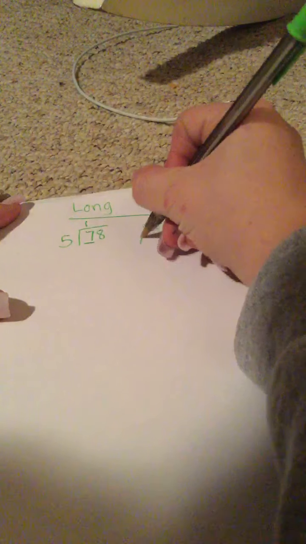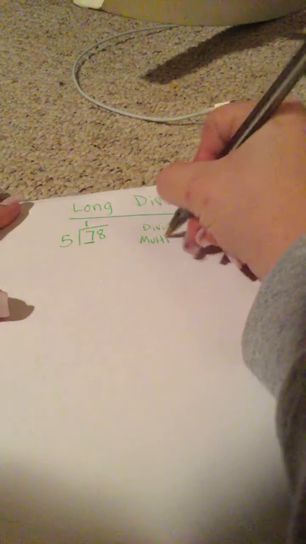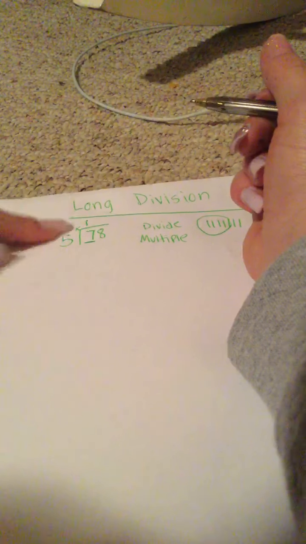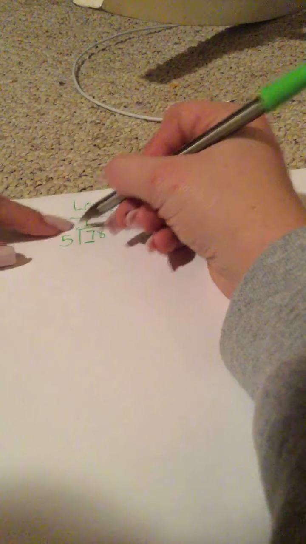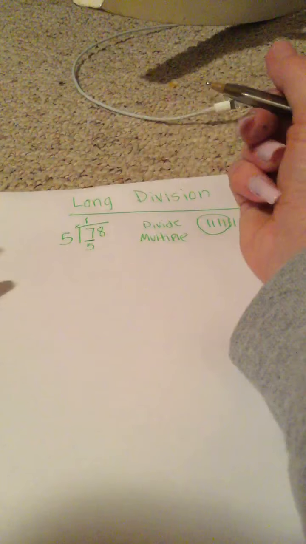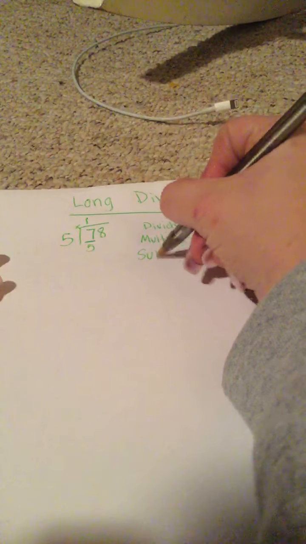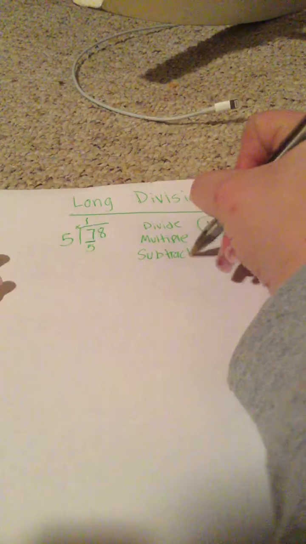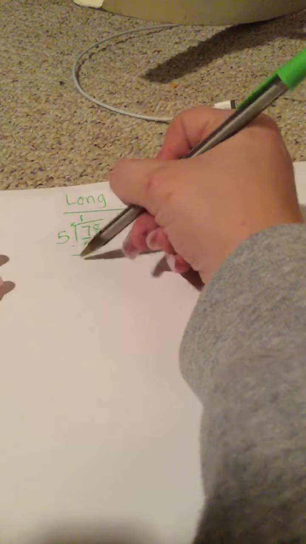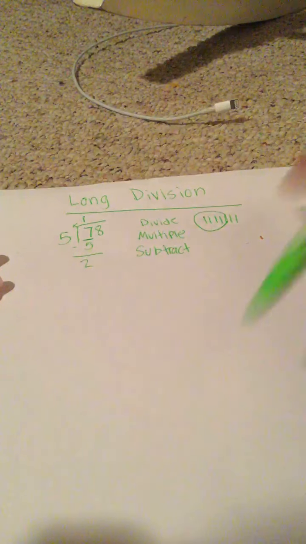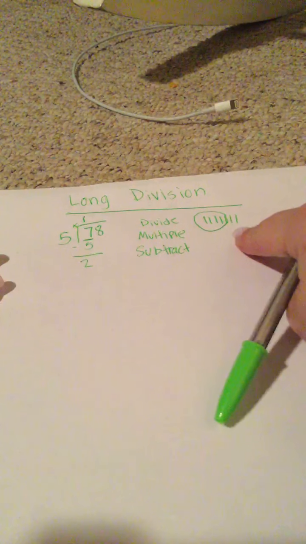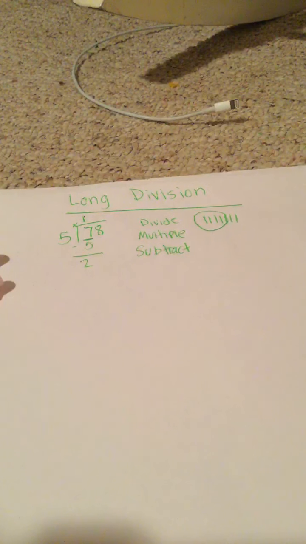So your second step is to multiply. You're saying, well, I have a group of 5 and I made 1, so 5 times 1 is 5. Your next step is to subtract because you want to see how much you have left over. So 7 minus 5 is 2. If you looked over here, you could have seen that as our visual as well. 7 minus 5 is 2.